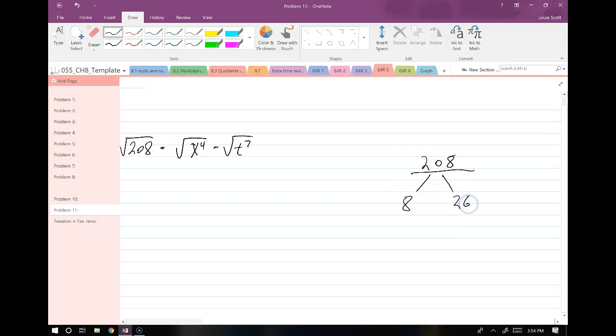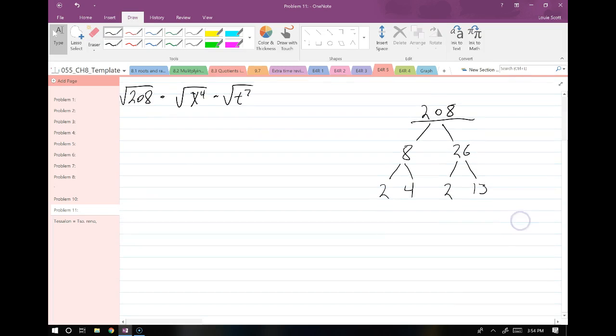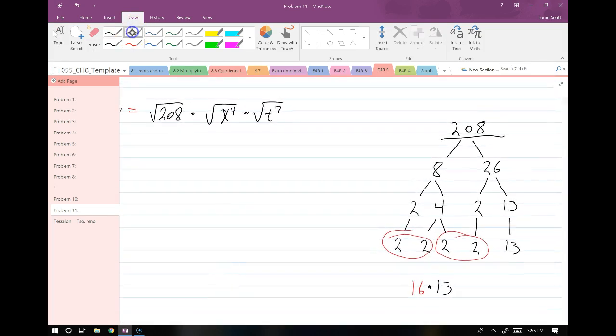8 and 26. 8 splits up into 2 and 4. 26 splits up into 13 and 2. So then the 2 drops down, the 4 splits up into a pair of 2s. I have my 2 drop down and my 13 drop down. So I circle a pair of 2s here and a pair of 2s there. In the end, when I multiply all those pairs together, I get 16 times 13. Okay, so I know what to split my 208 up into. So I'm going to split it up into the root of 16 times the root of 13.